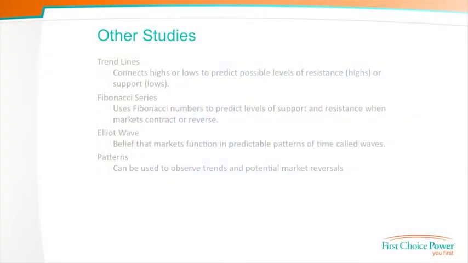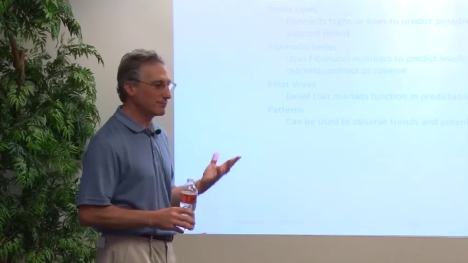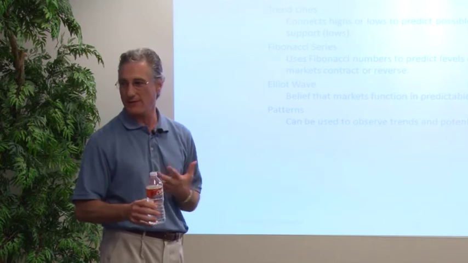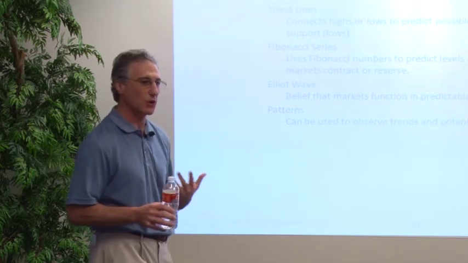So, things we can go into in the future if you have an interest. We can talk about trend lines, which are how we start to look at where support and resistance is. There's a whole bunch of different Fibonacci series types. I've used them before, with mixed emotions on them. But again, everybody has to find what they believe in, what works for them.